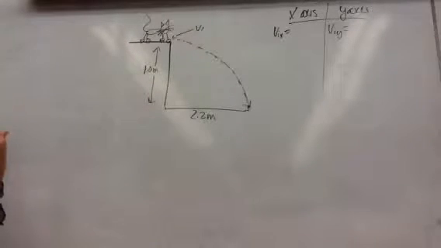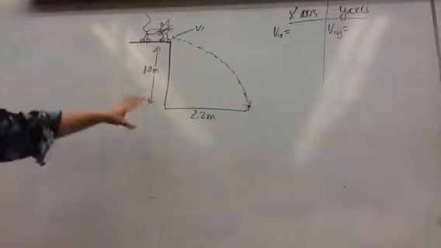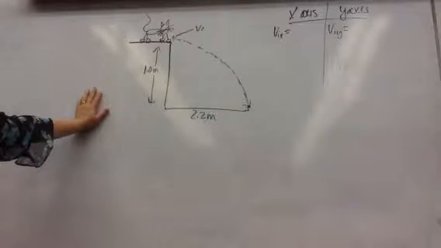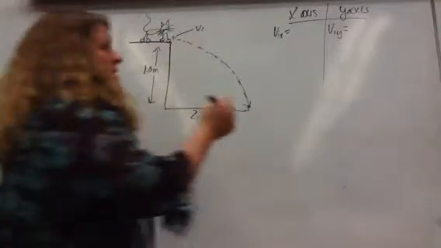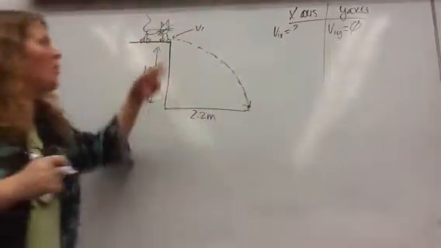Well, the Vix is going to be equal to what part of that initial velocity? All of it. There is no initial y velocity. So we'll mark that, and that's what we'd like to know, because we want Vi. Okay?